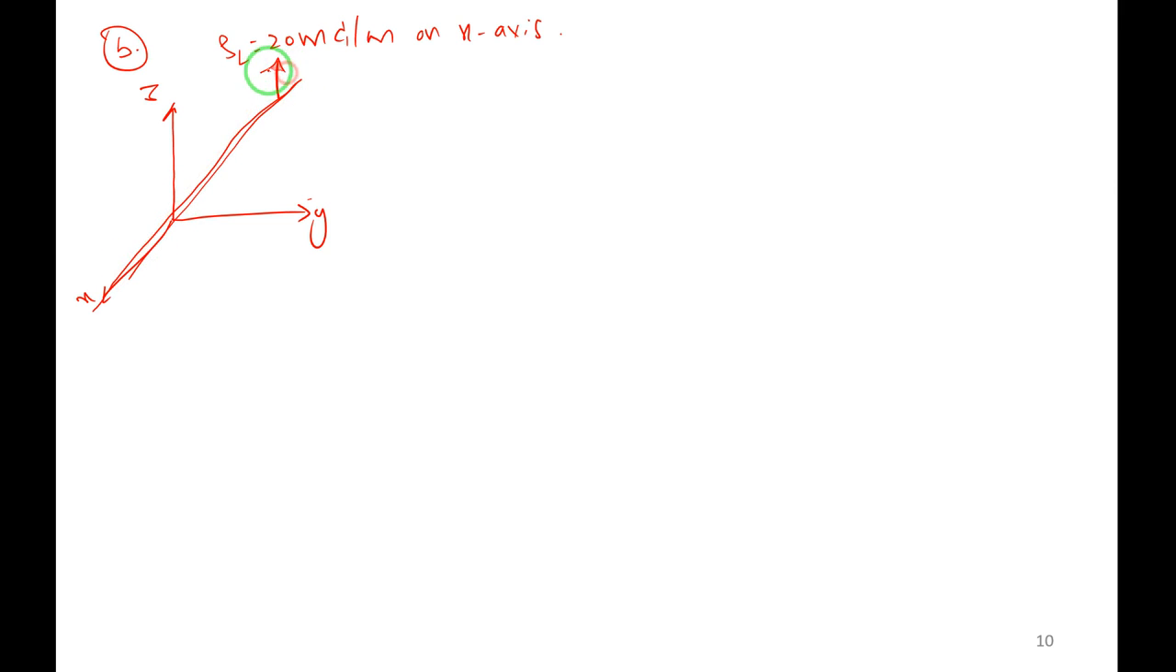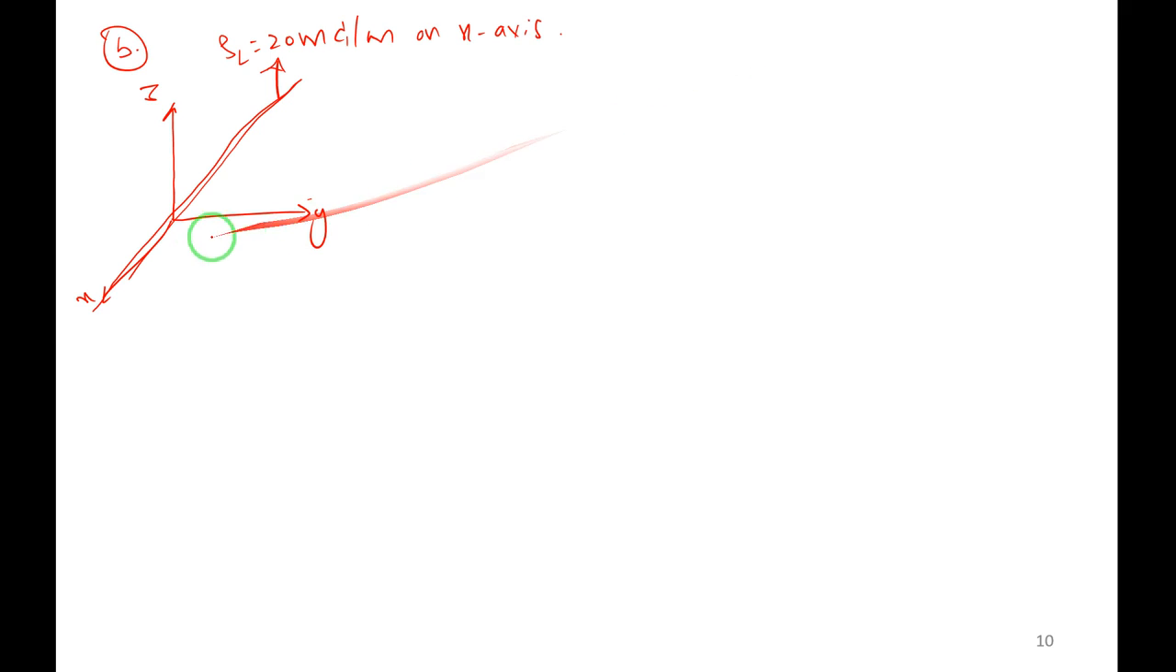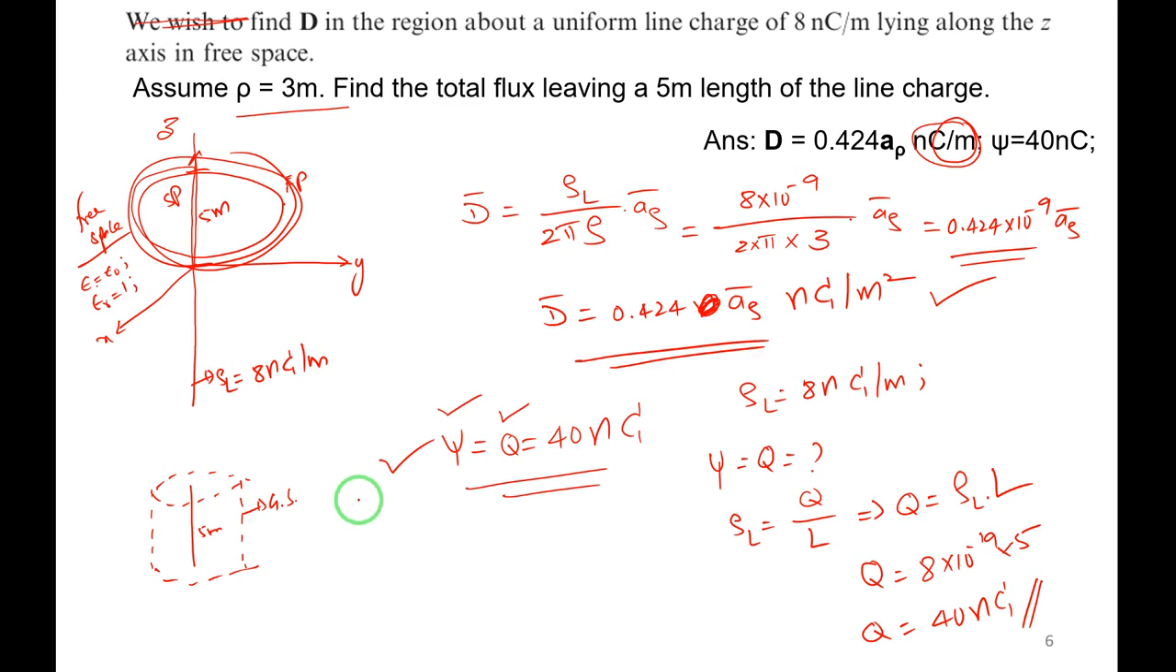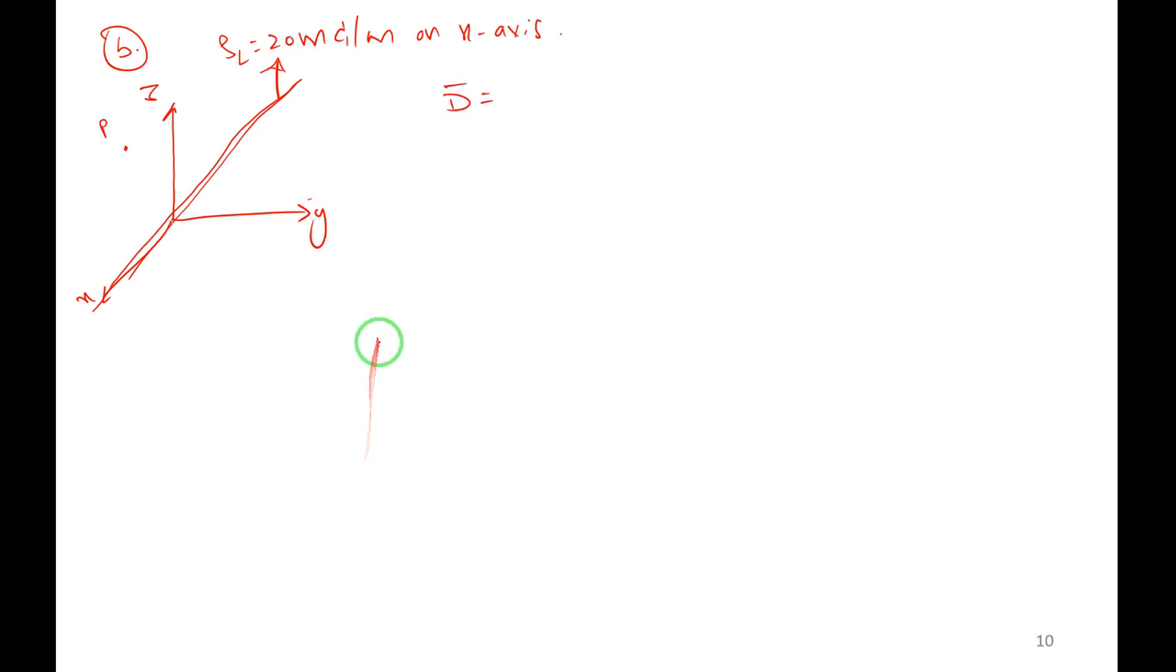This is the rho L, 20 millicoulomb per meter on the x-axis, and point P is located at (2, -3, 6), somewhere here. Then we know D due to the line charge formula. Due to a line charge, E is rho L by 2 pi epsilon rho into a rho. So D is rho L by 2 pi rho into a rho.